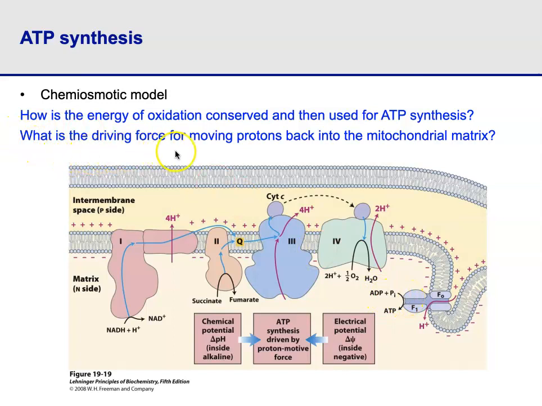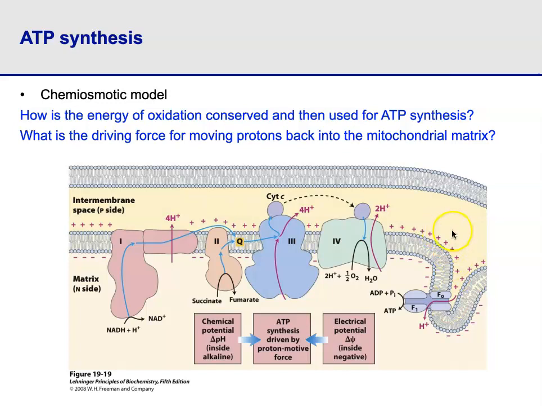So what is the driving force for moving protons back into the mitochondrial matrix? Well, you probably quickly will reply, the proton gradient. And that is true. It is the proton gradient. But if we're talking about specifically what really drives them inside, part of the reason is that concentration difference. But there is also an electrical potential that drives the protons inside. So it's a combined effect between a chemical potential and the electrical potential. We know it as electrochemical potential.